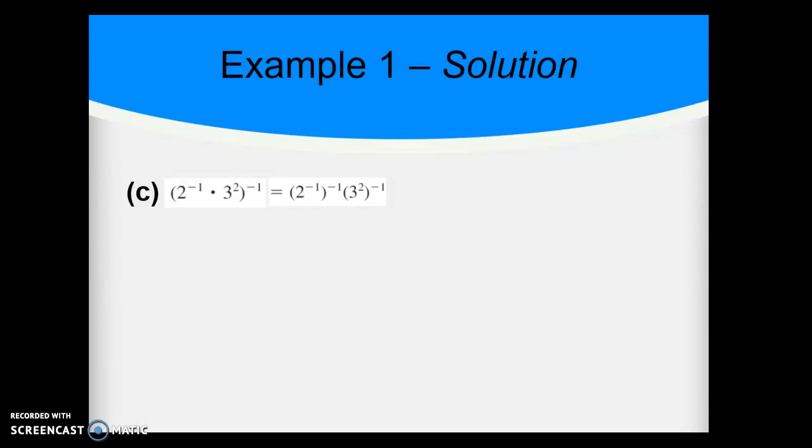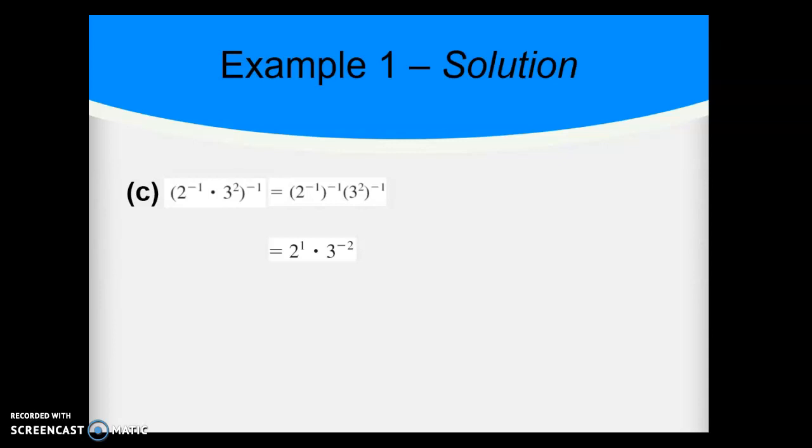Well, negative 1 times negative 1 is 1, so we get 2 to the 1, and 2 times negative 1 is negative 2, so we get 3 to the negative 2 power. Now we know we're not finished because we still have a negative exponent in our answer. So you move only the base that has a negative exponent.